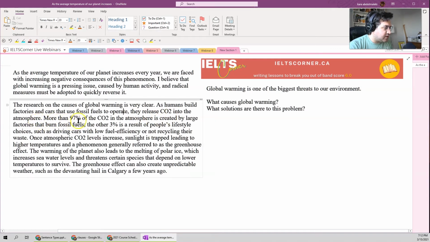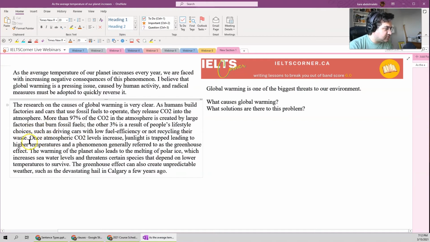Then "more than 90% of the CO2 in the atmosphere is created by large factories that burn fossil fuels," so that's a relative clause. And then we have a semicolon, so that makes it compound complex. "The other 3% is a result of people's lifestyle choices, such as..." and then after that, all of that is a phrase, right? So that's a compound complex.